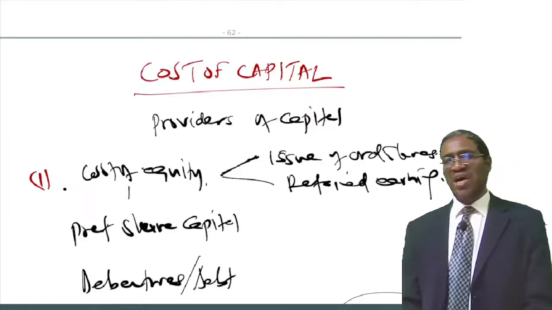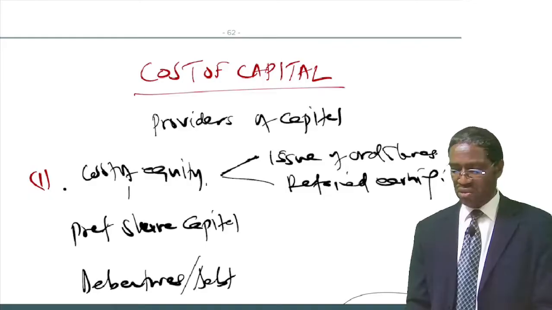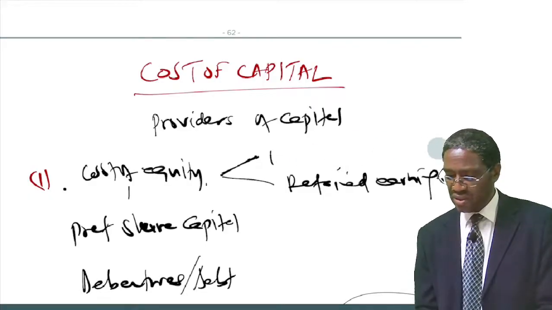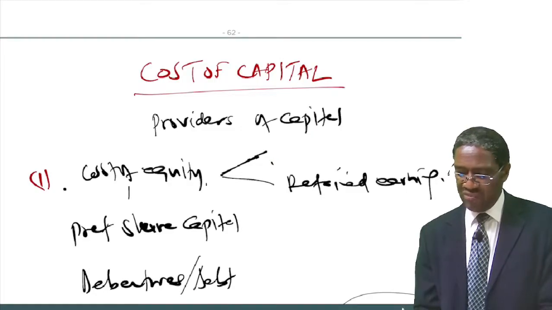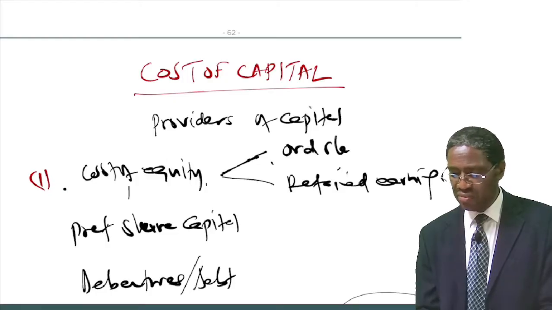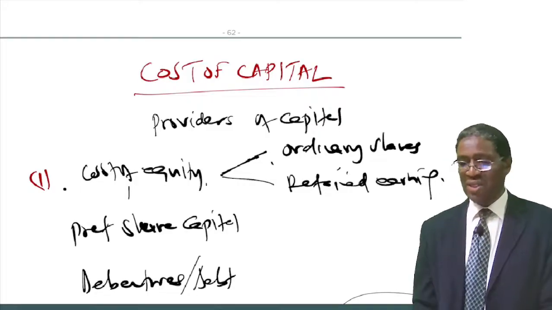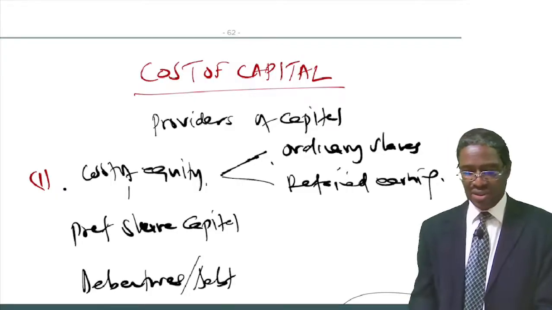Under that, under cost of equity, you can have the 2 branches: issue of shares, or we can just call it ordinary shares. This is ordinary shares. And the second branch is retained earnings.